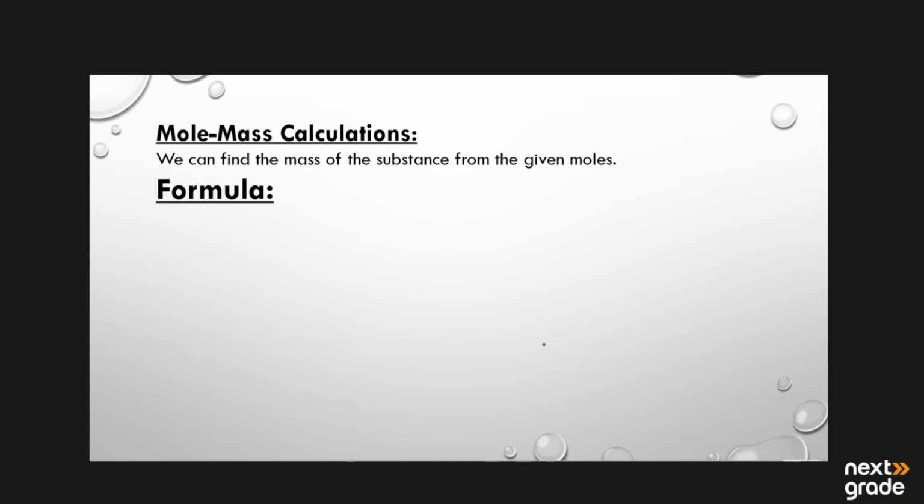Mole mass calculation. We can find the mass of a substance from the given moles. So how can we find the mass of a substance from the given moles? The formula we have is moles is equal to mass in grams of the substance divided by molar mass.